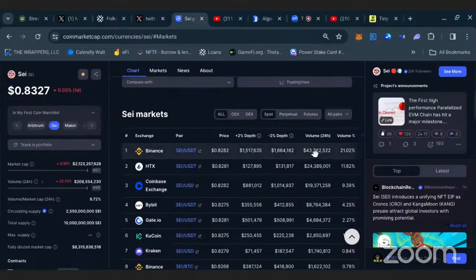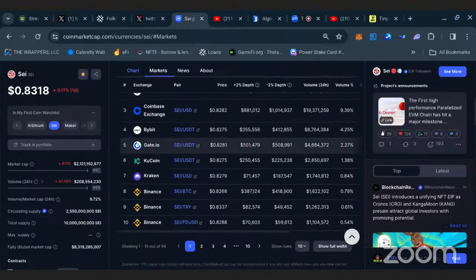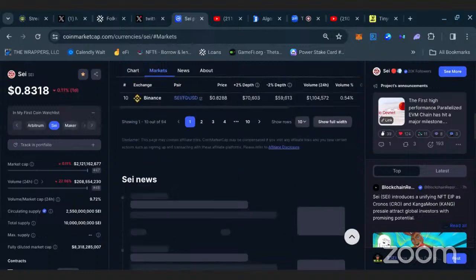And then you also look at the volume. All right. How much do they got? They got $43 million on Binance. That's $43 million of the $200 million. So this is the biggest exchange that's doing the most transactions. Then the next one, they got Coinbase, Kraken, XYZ.